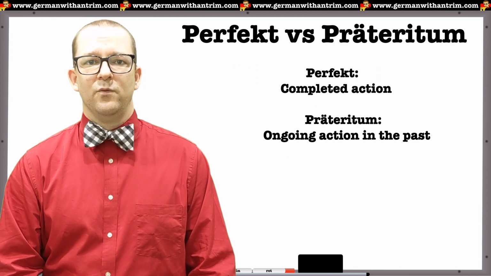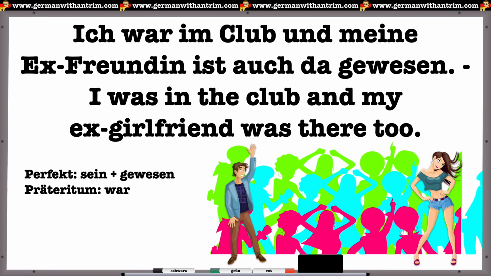Pay attention to the following examples. Ich war im Club und meine Ex-Freundin ist auch da gewesen. I was in the club and my ex-girlfriend was there too. The first half was written in the Präteritum tense, as it was continuing action in the past. It sort of sets the stage for when the second action occurred. The second half is the action that is done or complete.